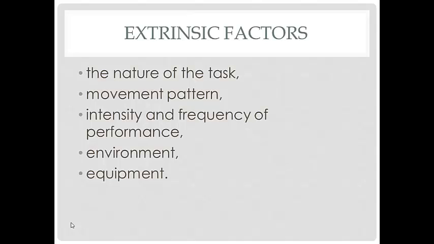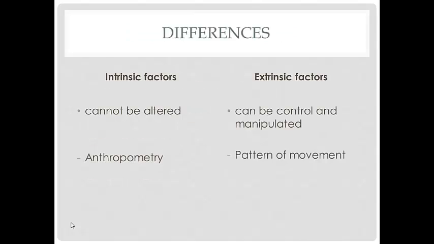Environment affects magnitude of loading, direction of loading, and friction. And equipment use may affect magnitude of friction and the amount of cushioning. Some differences between intrinsic factors are those that cannot be altered. An example of a factor that cannot be altered is the anthropometry of the person executing the movement. Extrinsic factors can be controlled and manipulated. The pattern of movement is an extrinsic factor that can be altered to load the tissues correctly.